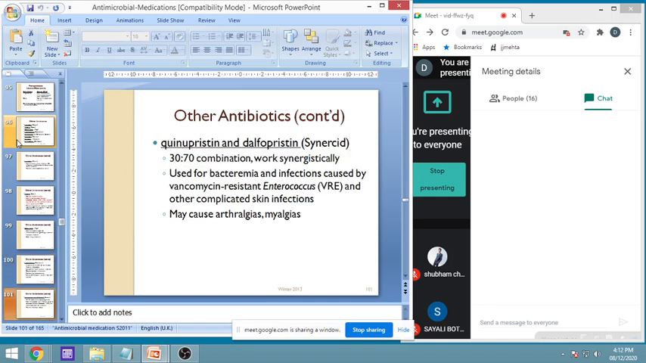Then next is quinupristin and dalfopristin. They are used in combination, that is 30% quinupristin and 70% dalfopristin. They work synergistically. They are used for bacterial infections caused by vancomycin-resistant Enterococcus faecium and other complicated skin infections.